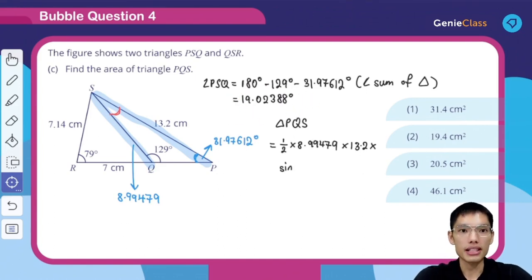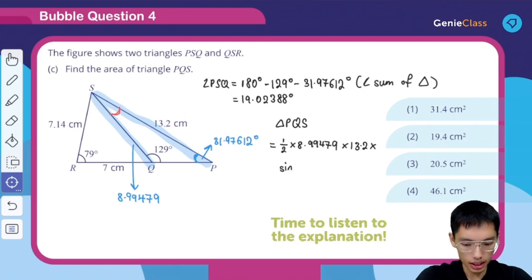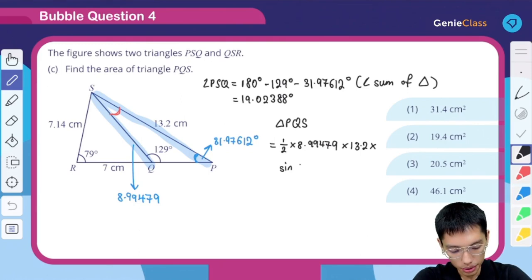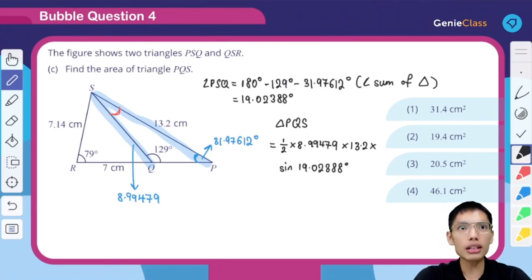Okay, so as I'm explaining, try to follow what I am trying to get through here. Sine of 19.02388. Take your calculator, press it. Remember to do the whole digits. That's right. Be careful. I only want triangle PQS front. So lesson learned over here.